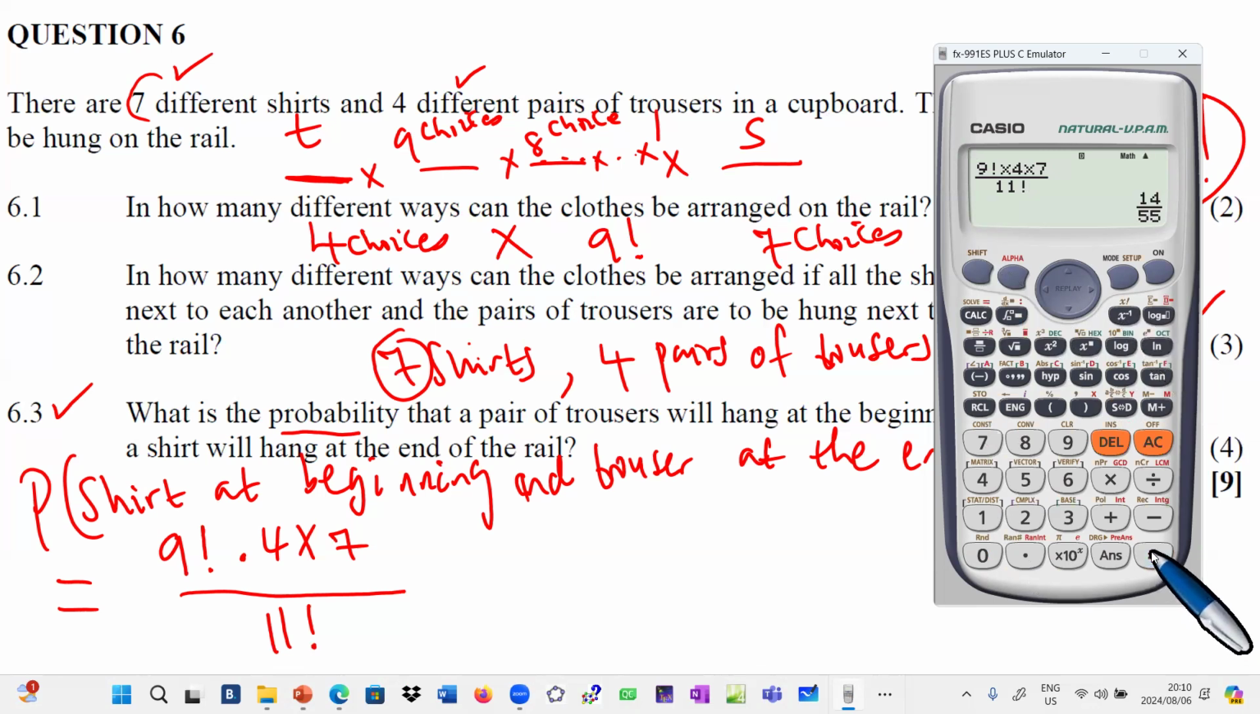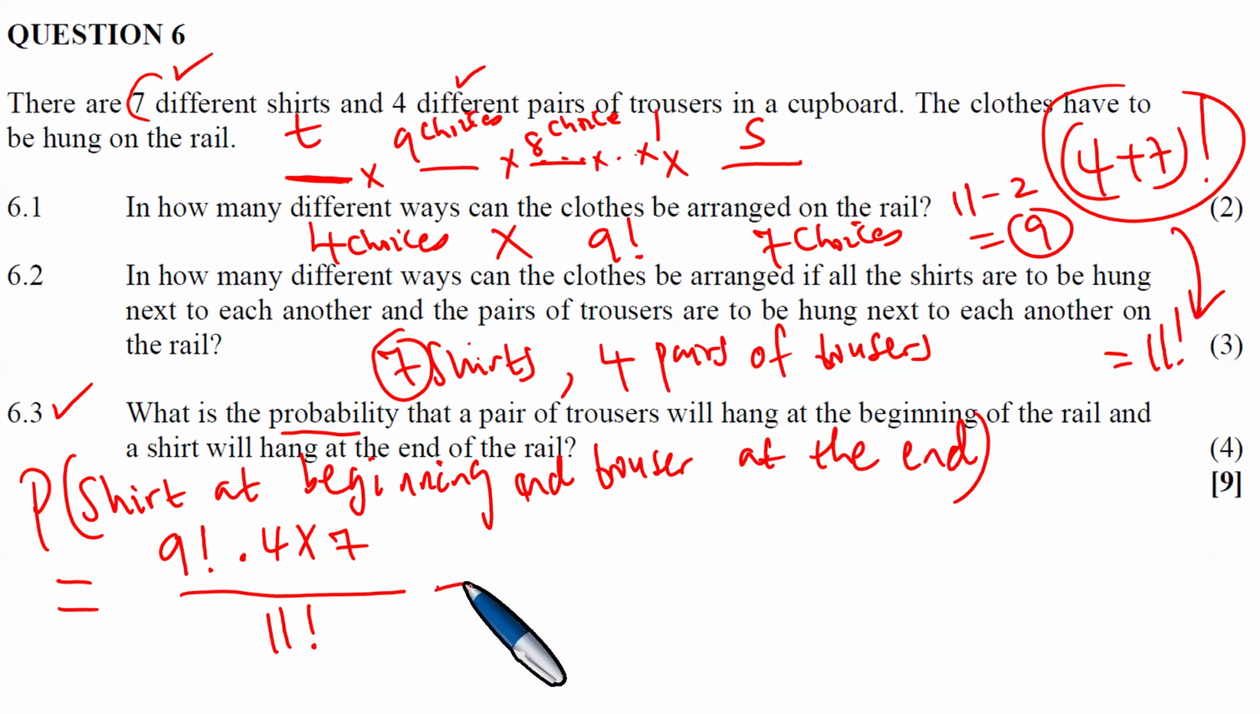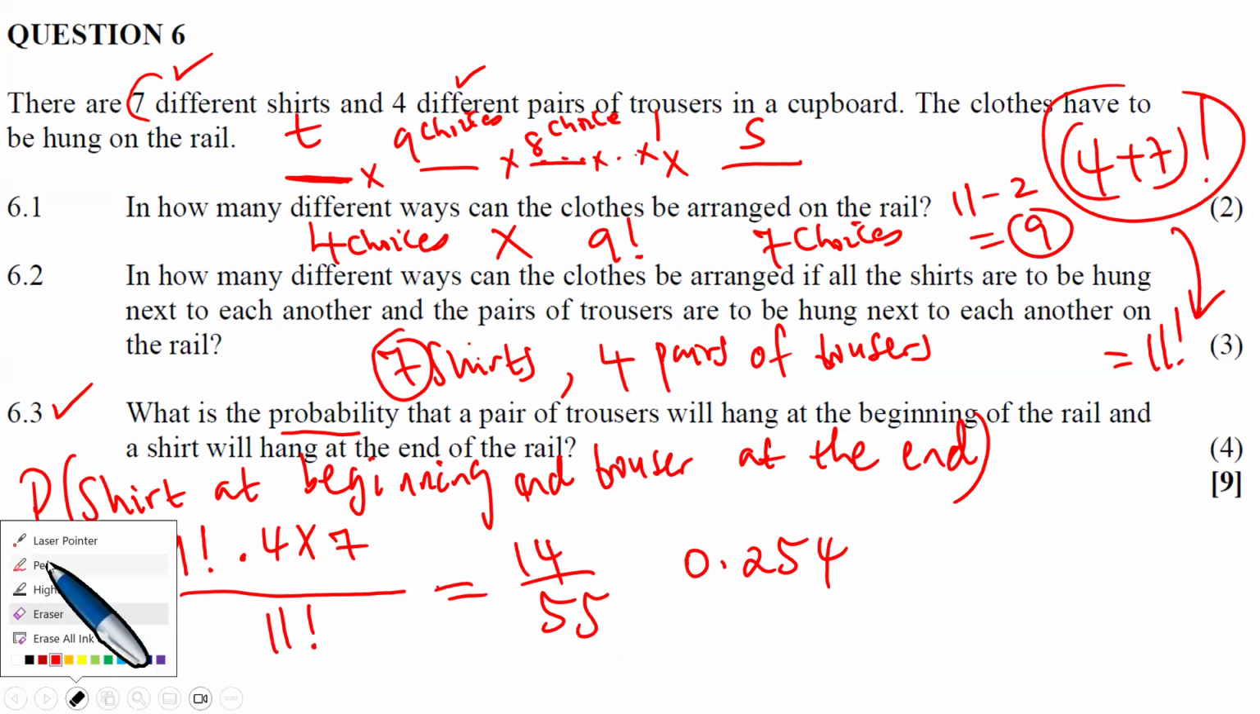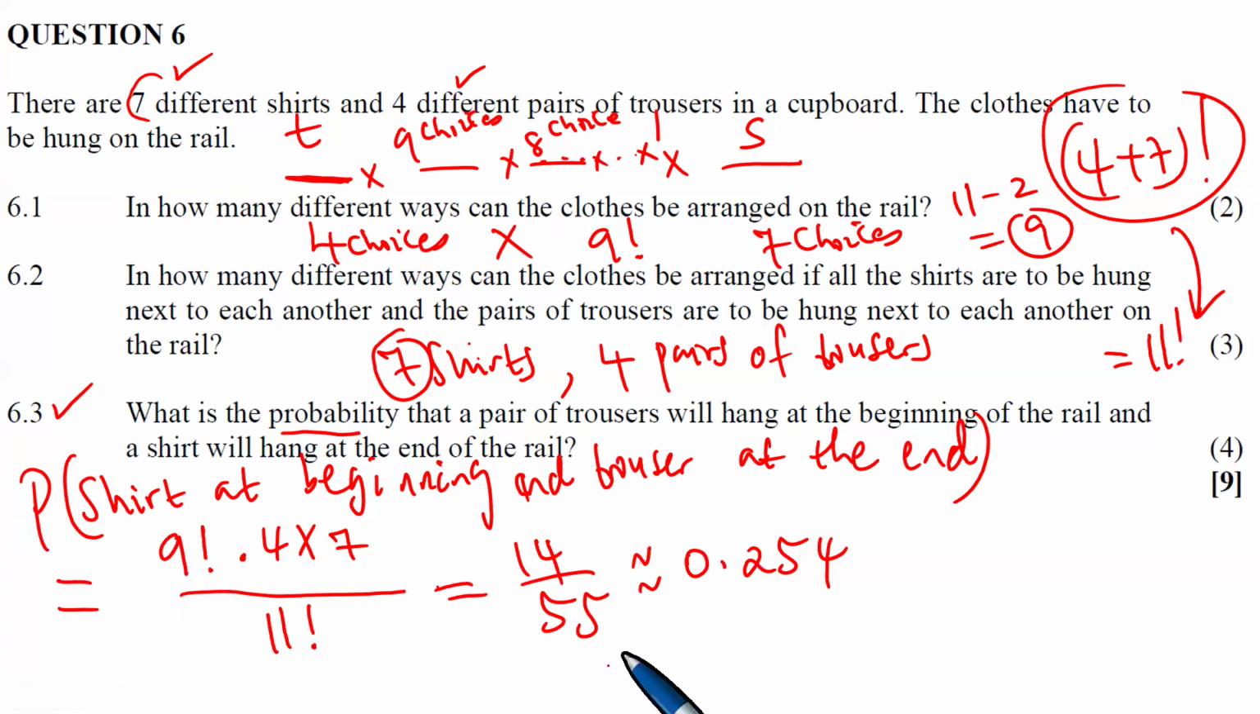So in the end, the calculator simplifies it to 14 divided by 55, 14 out of 55, which is 0.254. 14 divided by 55, 0.254, approximately.